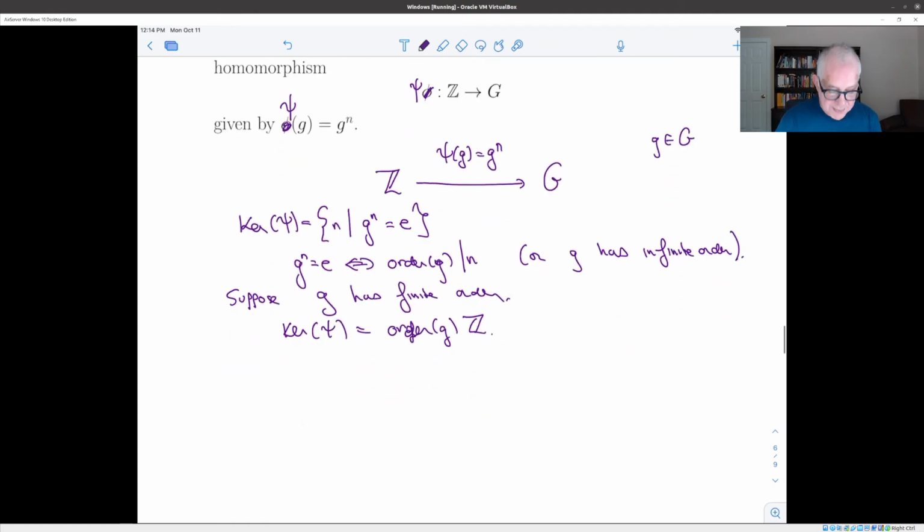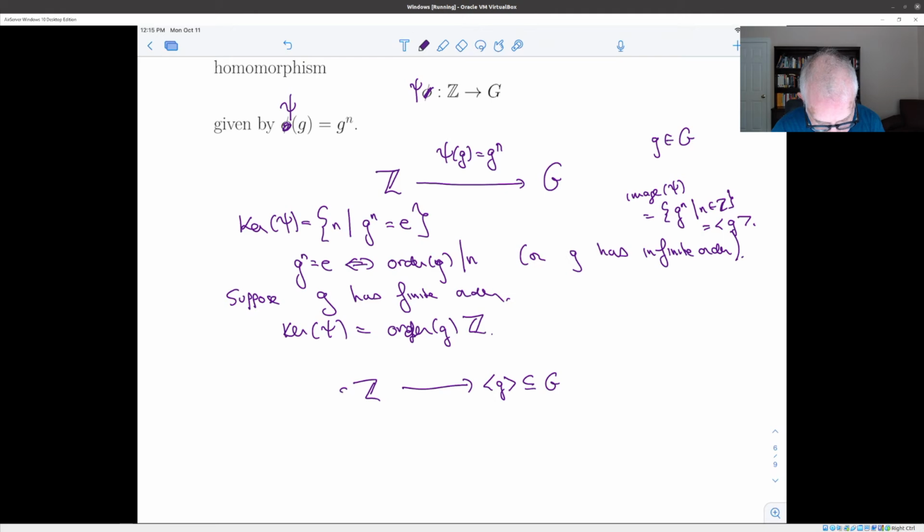And what does the isomorphism theorem say in that case? Oh, and maybe we should do one other thing. What is the image of psi? Well, we looked at this before. It's the collection of integer powers of g. And that's what we were calling the cyclic subgroup generated by g. So our picture now looks like this. We have Z goes to the cyclic subgroup generated by g, which is a subgroup of G. The kernel is order of g times Z. The map here is psi. It's this map n goes to g to the n.